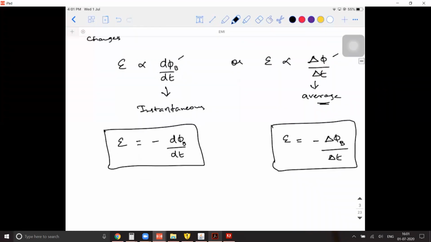This negative sign has a significance that is given by some other law. That is the next law, which we will discuss after 10 or 15 minutes. So this is the expression for EMF due to Faraday's law of electromagnetic induction. Is it clear for everyone? Yes, sir.